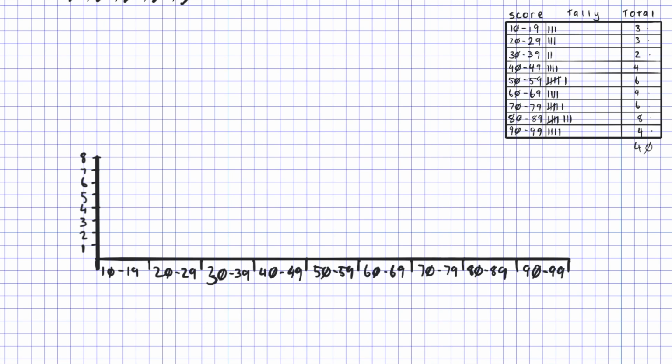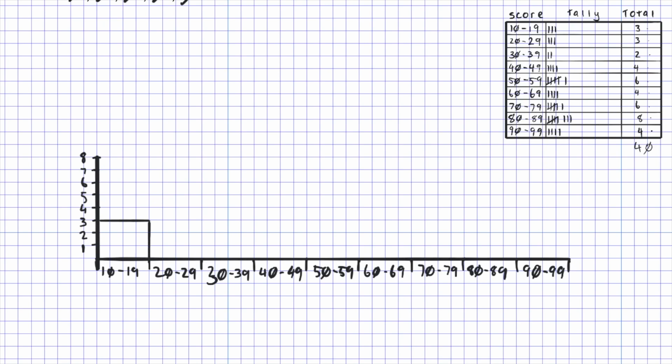We know how high we have to make them. So really all we have to do now is rule the lines to make that happen. So for my 10 to 19 score range, which I have here, I had 3. So that's literally just going to go up to the number 3 mark. I'm going to draw my horizontal line to start with, and that's going to go there. After that, let's go the vertical, and that is my first bar.